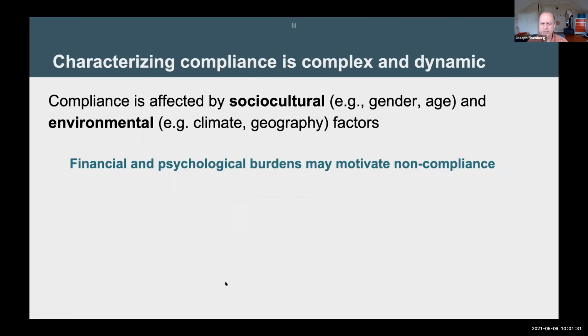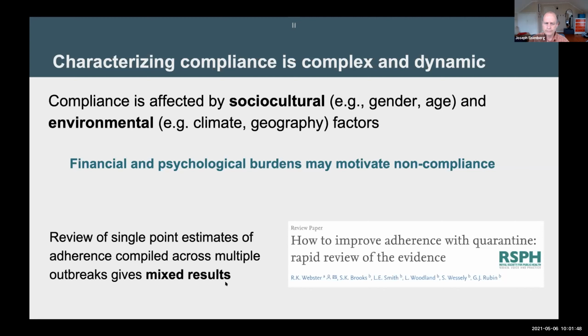And as we know, characterizing compliance is very complex and highly dynamic. It's affected by many social, cultural and environmental factors. There are going to be financial and psychological burdens that may motivate why somebody doesn't comply or isn't adherent to a given intervention and quarantine duration.